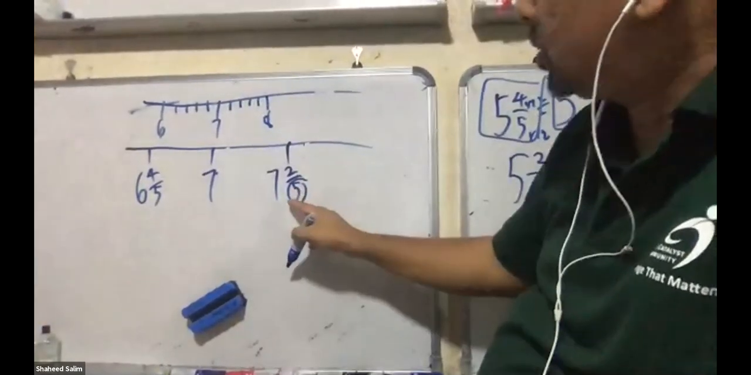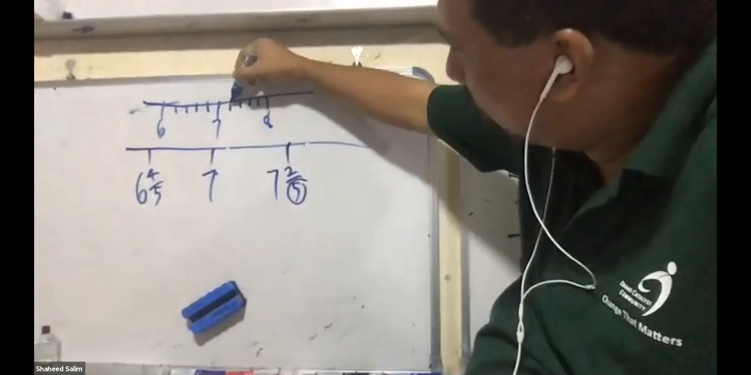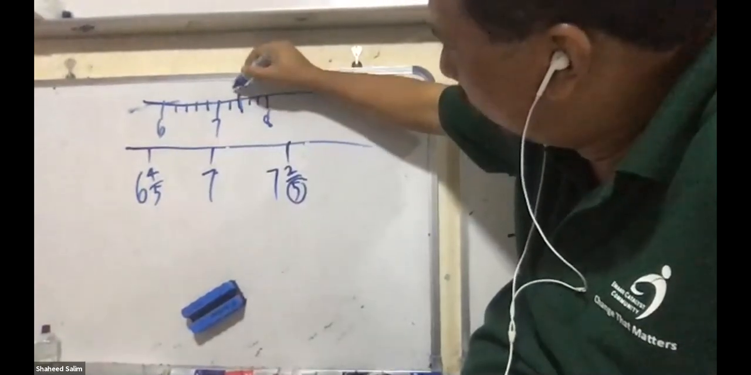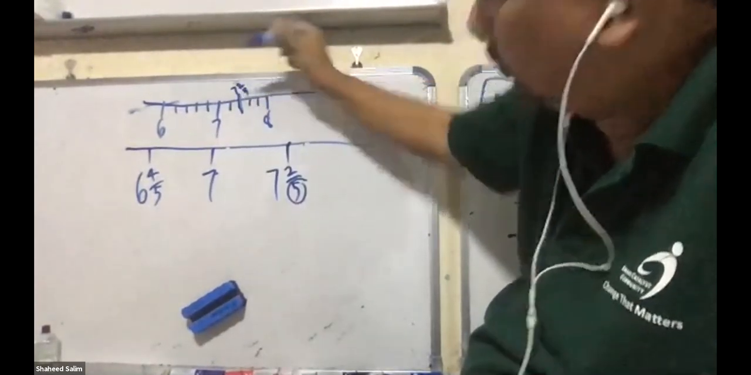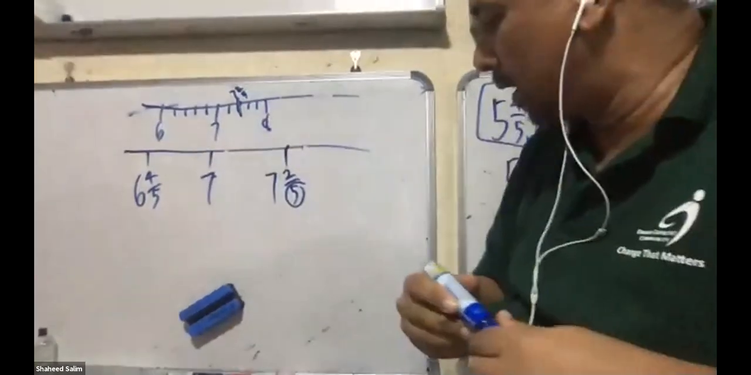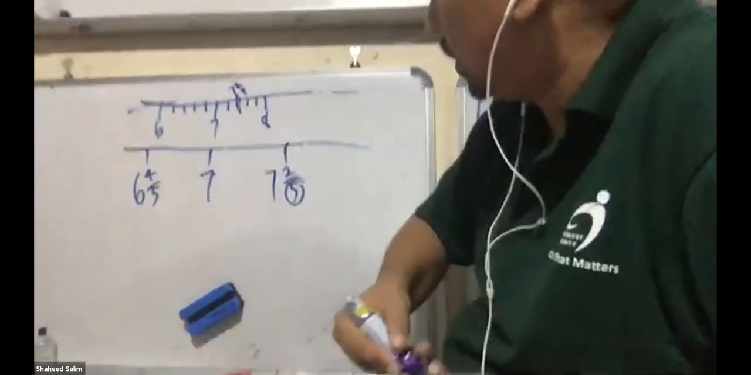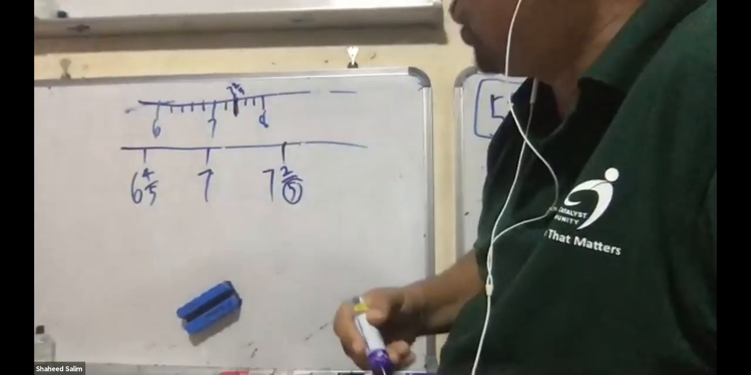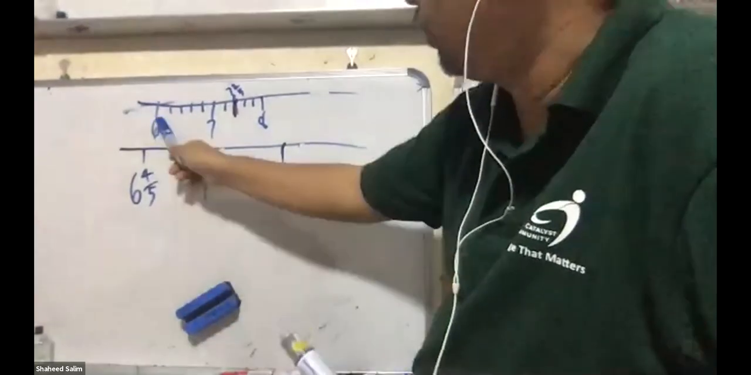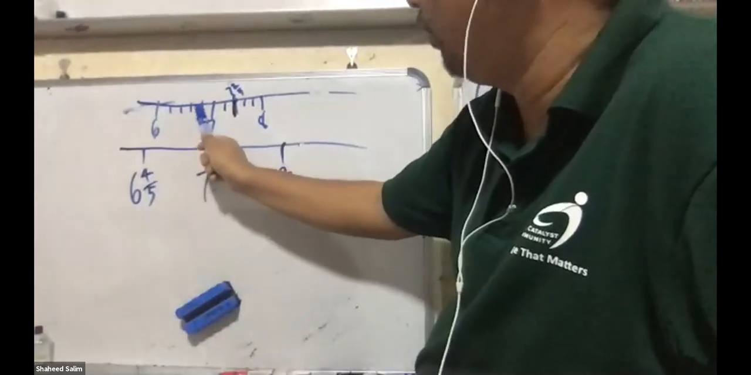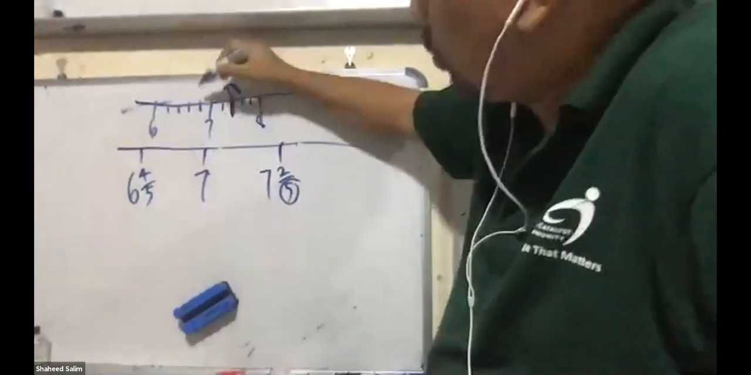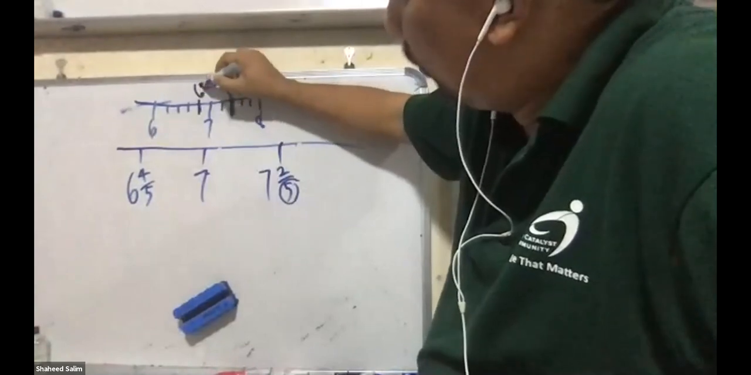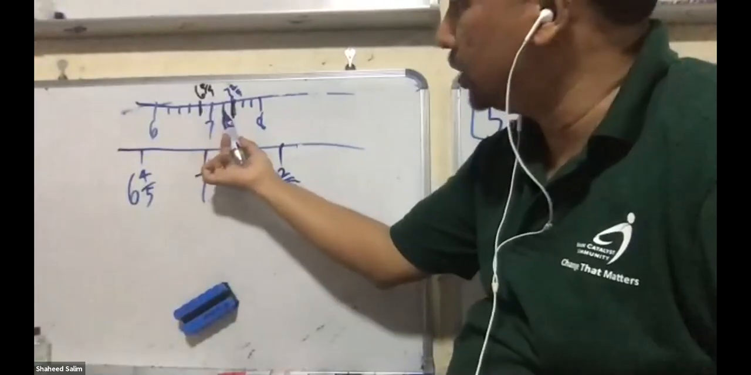So 6, 7 to 5. I draw 7, 1, 2. This is 7 to 5. Down here, I use another color so that you can see. Down here now, this is 7 to 5. 6, 4, 5. 1, 2, 3, 4. It's here. So which one is closer? 6, 4, 5. Because it's only 1 away. This one is 2 away.